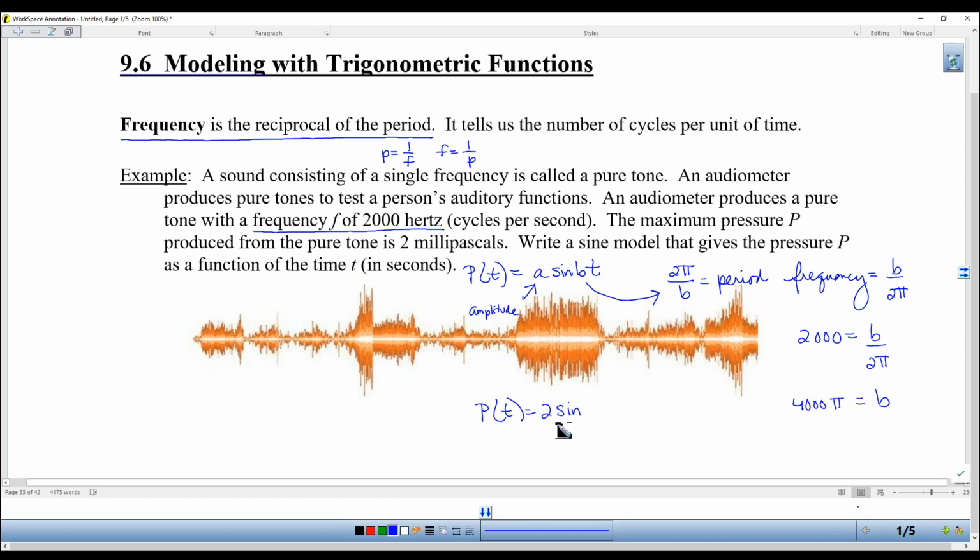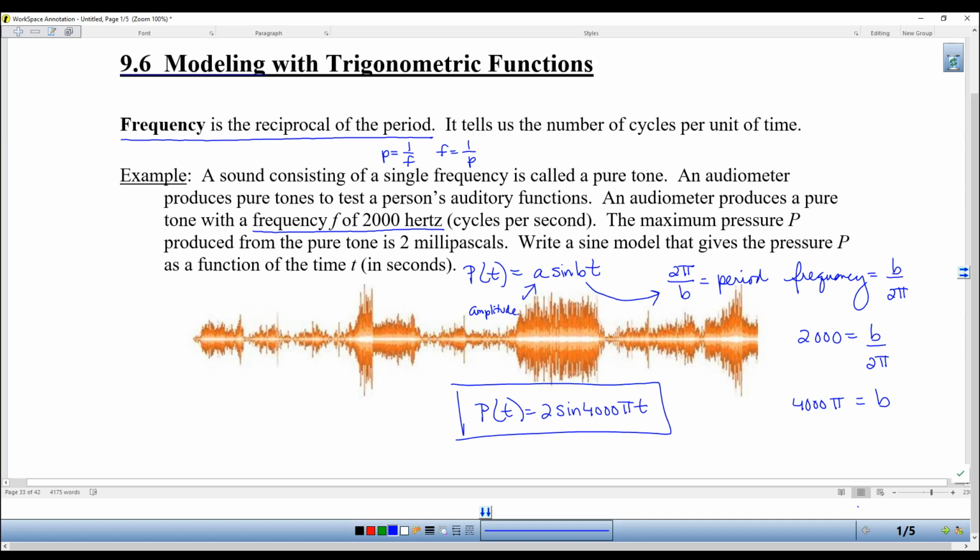So now I can fill in B: 2 sine 4,000 pi x. Although it is in terms of t, so I'm just going to go ahead and erase my x there and change it to a t. That's what that means when it says as a function of t. T is the thing that you're giving it in order to calculate, in this case, the pressure. So of course that was a word problem.